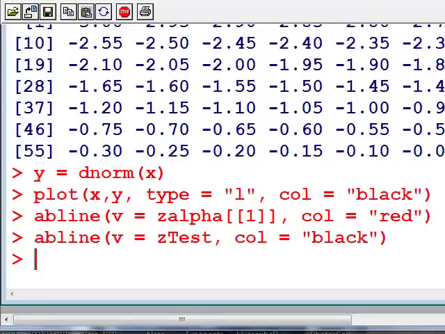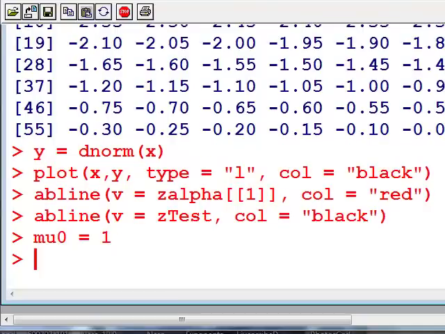So right now we're going to do the benzene example. It's in the textbook on page 351. So first we have to specify the mean associated with the null hypothesis, and in this example it happens to be 1. Then we have to get some values in. They aren't stored, so I have to enter them.